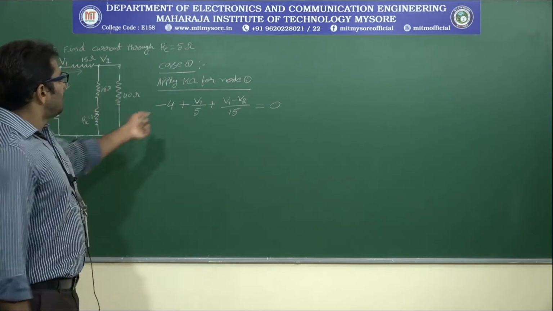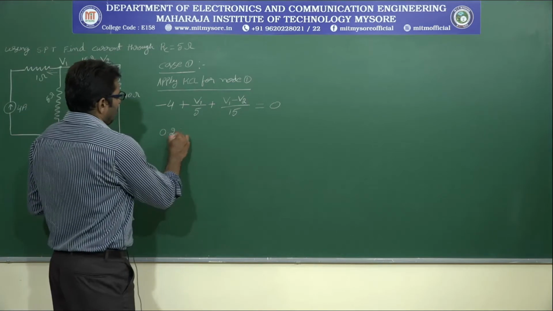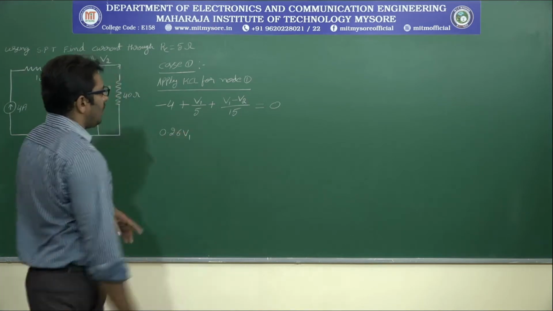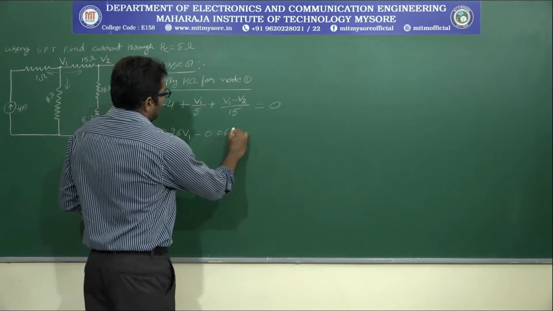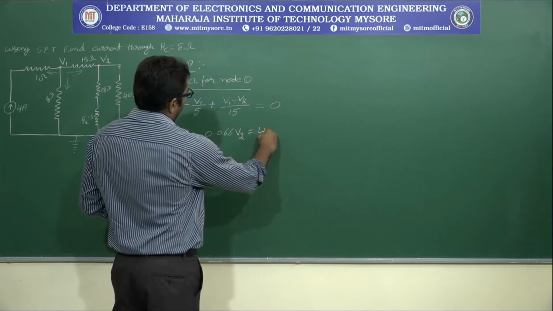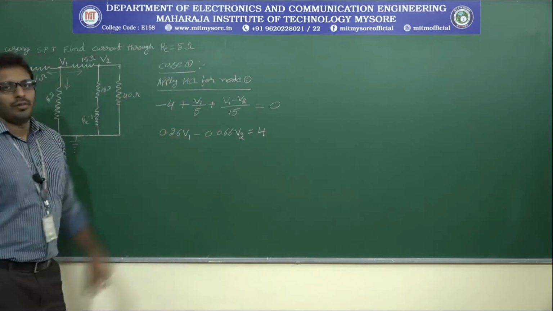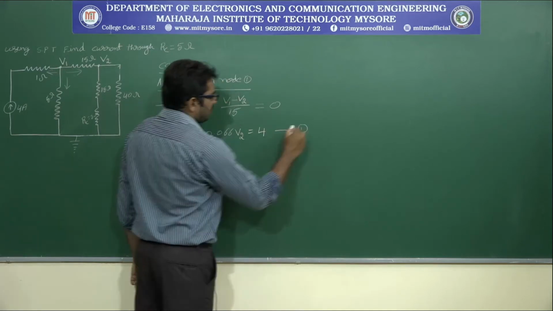Okay. Next, just simplify this equation. You will get 0.26 V1 minus 0.066 V2 is equal to 4. Call it equation number 1.